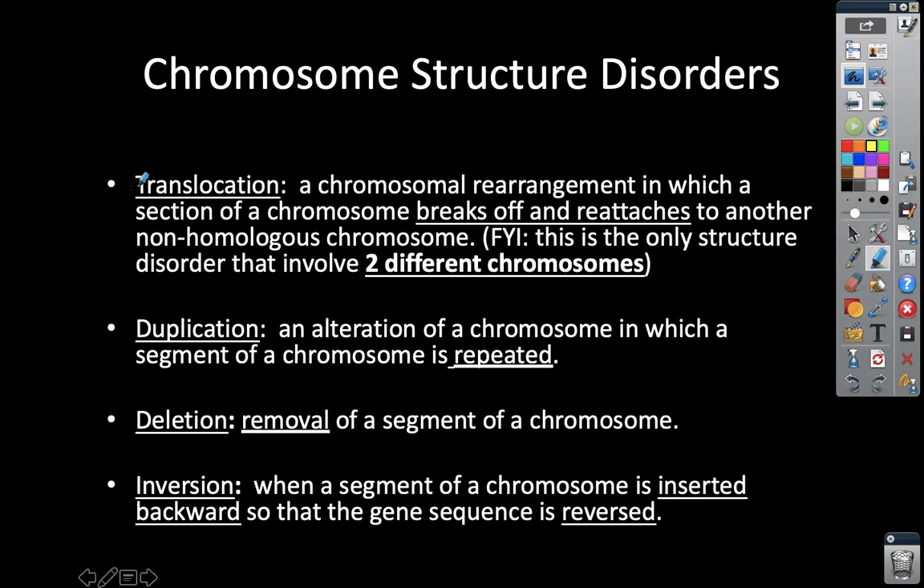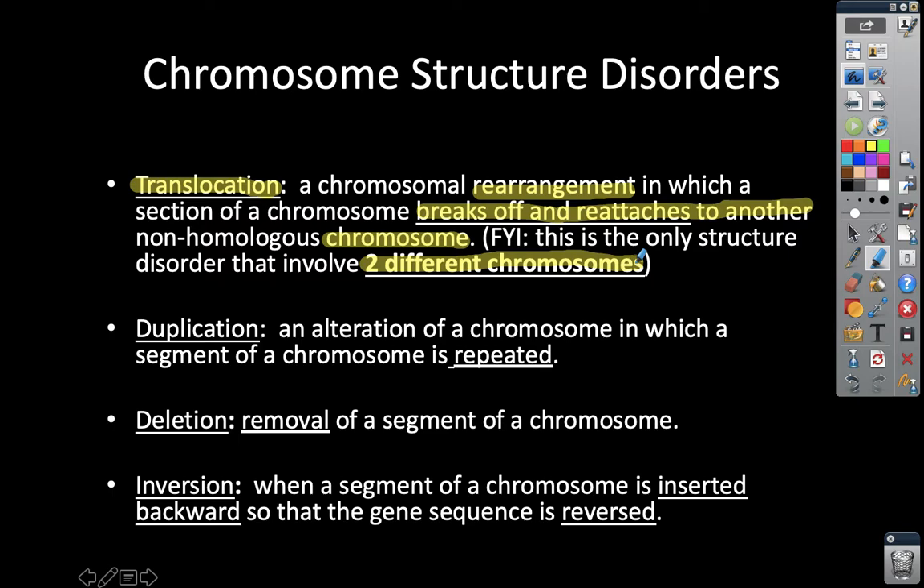The first one is a translocation. So a location means where something is. Trans means across. So that basically it's going to move from one place to another. And this rearranges our chromosomes by breaking off one and reattaching it to another chromosome that's completely different from it. This is the only chromosome structure disorder that we're going to discuss that involves 2 different chromosomes. So that's something that you can use to help you distinguish it from the other 3.